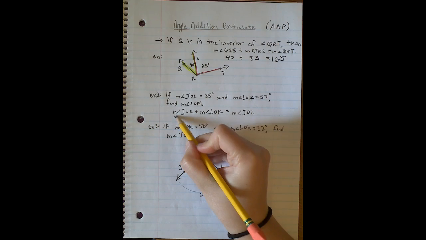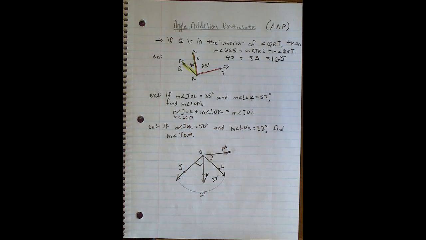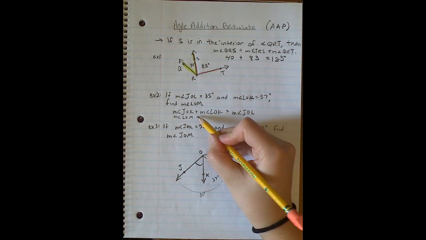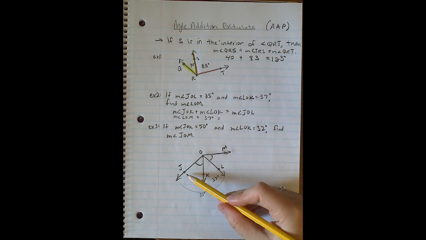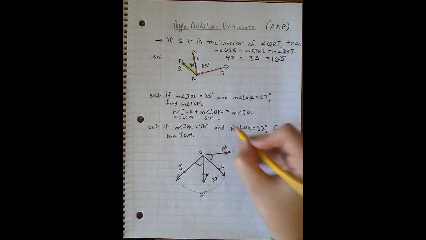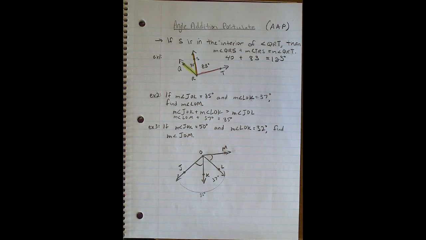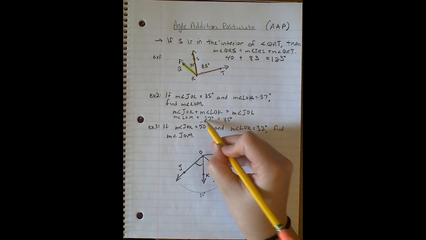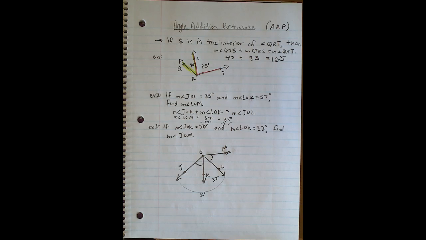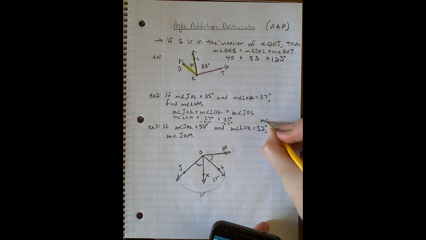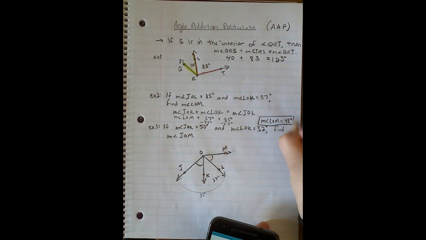So really, this is the same as angle LOM, right? So the measures of angle LOM and JOK are congruent, plus LOK we know is 37, and JOL is also given to us as 85 degrees. So basically we're just needing to subtract 85 minus 37 for a final answer of 48 degrees. So the measure of angle LOM equals 48 degrees.